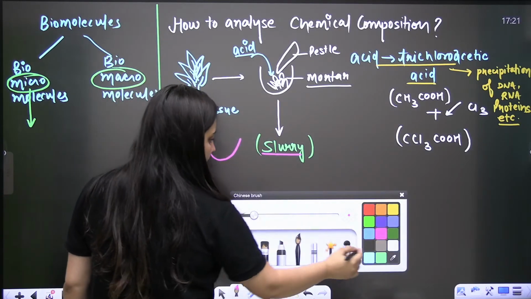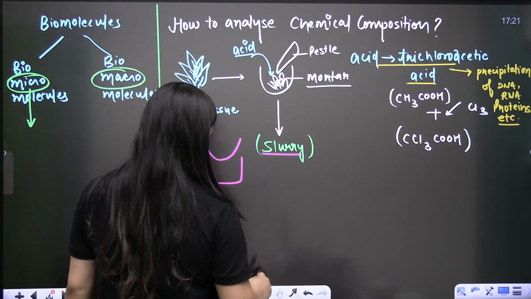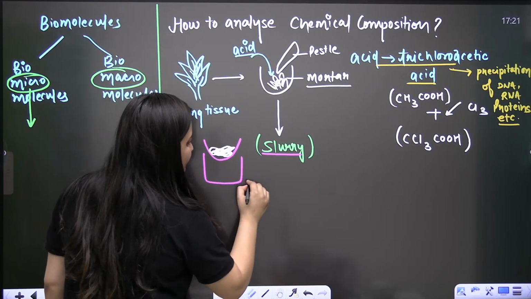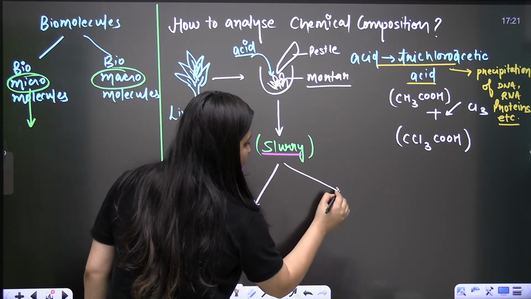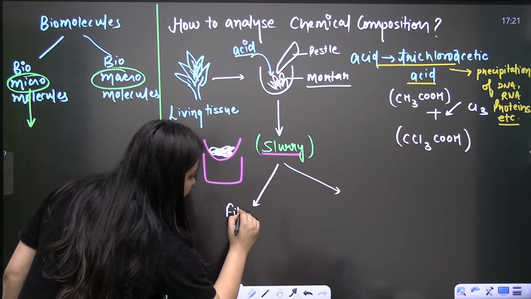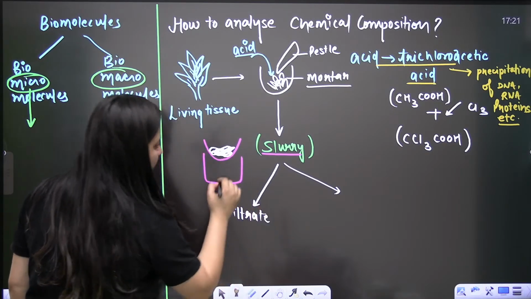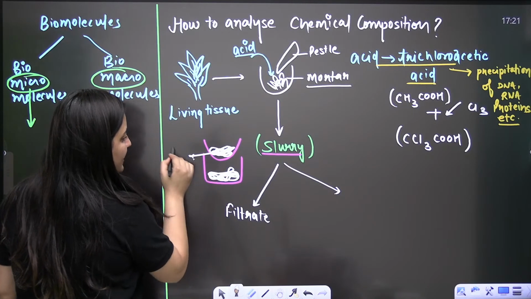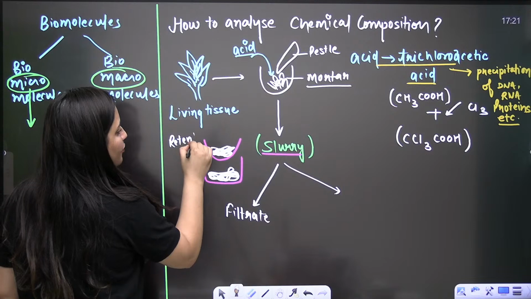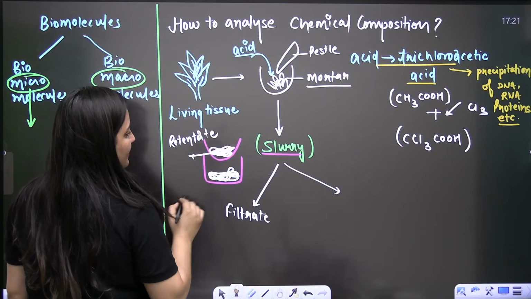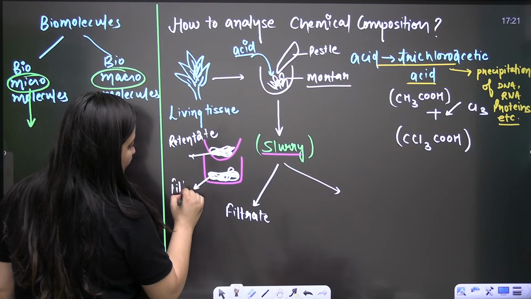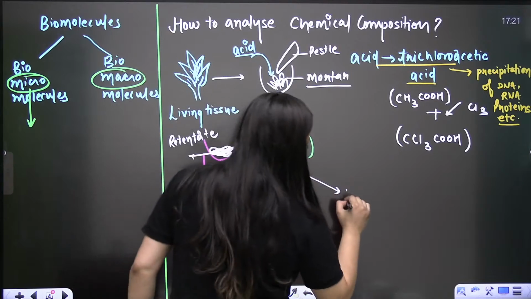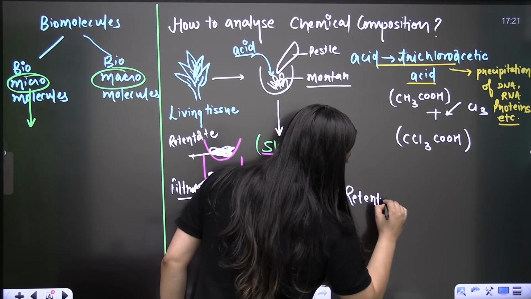After filtering it, you are going to get two things. One is obviously your filtrate, whatever you get after filtration. And whatever is remaining in the cloth will be your remaining portion. For that, you use the word retentate. So this is your filtrate, and here you have the retentate. These are the two words: one is the filtrate, and another is the retentate.